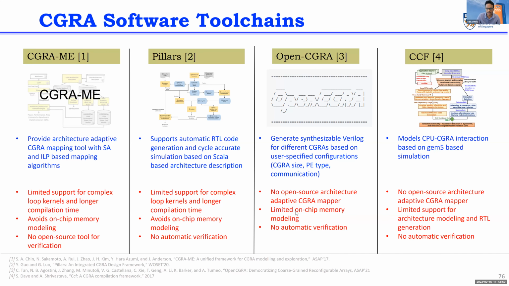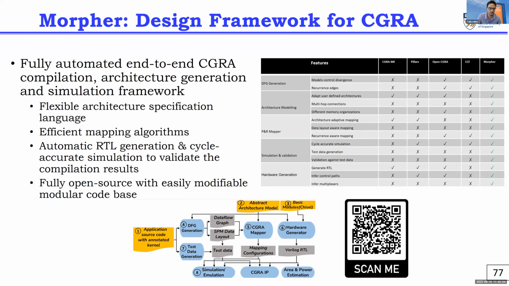So in order to overcome these drawbacks, at NUS we developed a toolchain called Morpher. The Morpher toolchain is a fully automated toolchain which provides end-to-end CGRA compilation, architecture generation, and simulation. It provides a flexible architecture specification language so that researchers can describe their architecture in a higher level language based on JSON format. It also provides multiple application mapping algorithms, as discussed, and it can support complex loop kernels with control divergence and recurrence edges, without being limited to simple application kernels. The toolchain can automatically generate Verilog RTL based on that high-level abstract architecture model, do cycle accurate simulation, and also validate the compilation results as well as the architecture automatically.